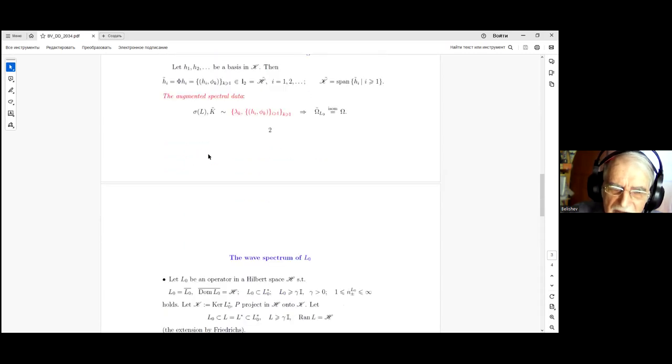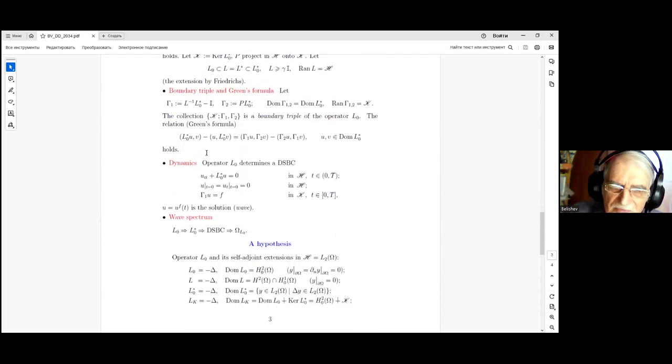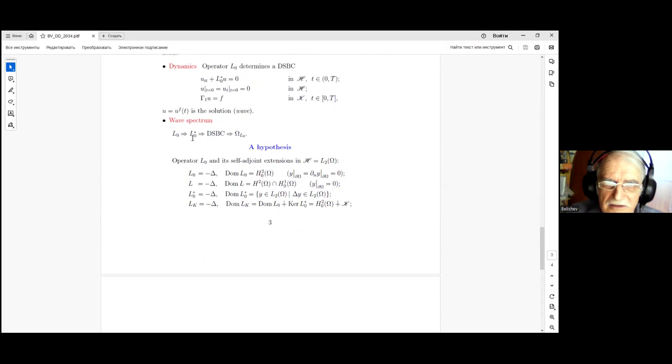That's the main result. And there are some hypotheses in addition to this result. So let us consider again the case of arbitrary compact smooth manifold Omega, and let L0 be the minimal Laplacian.